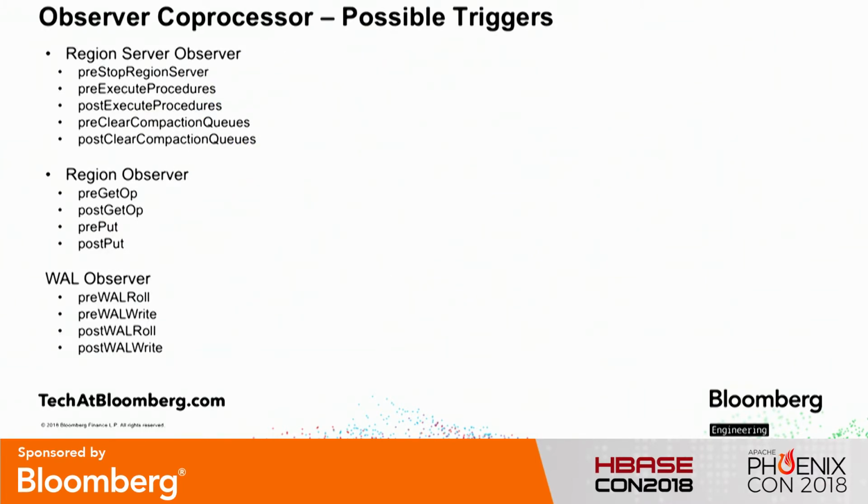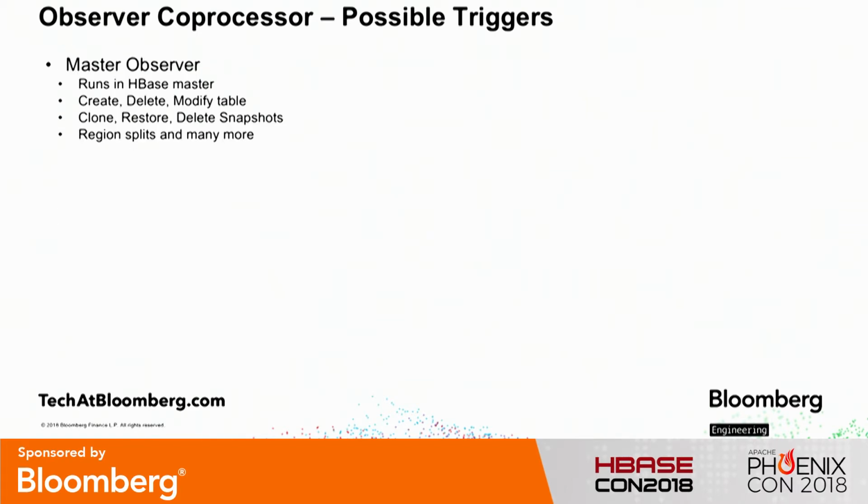So observer coprocessors are much more powerful than filters. They allow you to hook into many other operations. So there are hooks for region server observers. You can run them when you start and stop regions, when you execute other procedures, when there are compactions going on. The typical examples are things like pre-get-op and post-get-op, pre-put, post-put, which are a little bit more similar to filters. And they can run on actions on the write-ahead log, like when the log file is rolled or is written to. They can also run on the HMaster process, not just the region server process.